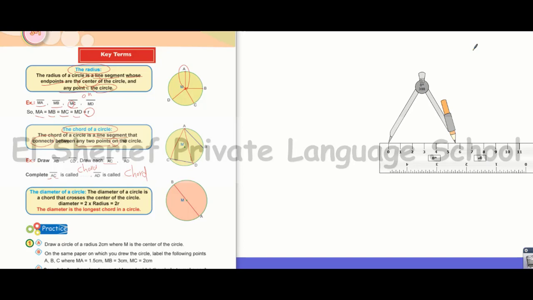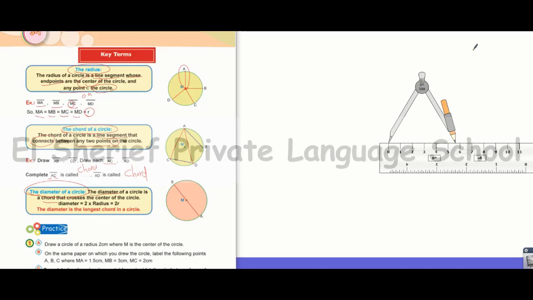And we have the diameter. Diameter of a circle. What's the meaning of a diameter? The diameter is a chord. The diameter is a chord that crosses the center. It must cross the center. If the chord crosses the center, that means this is the diameter.